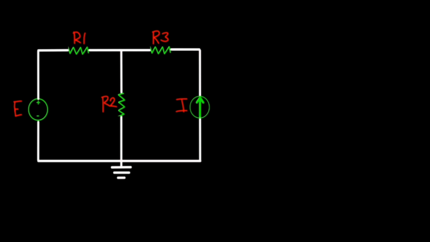Hi guys, for this video I am going to solve a circuit using the superposition theorem. Here is the sample circuit consisting of a 50 volts voltage source and an independent current source of 6 amperes. Connected to the circuit are 3 resistors: R1, R2, and R3. The values of the resistors are 10 ohms, 2 ohms and 5 ohms.